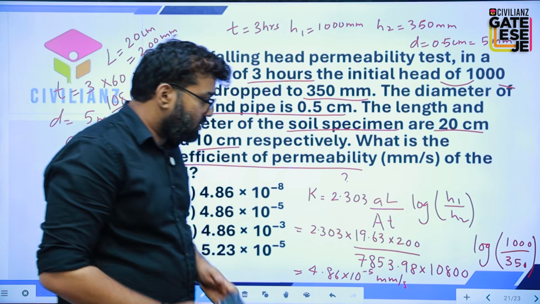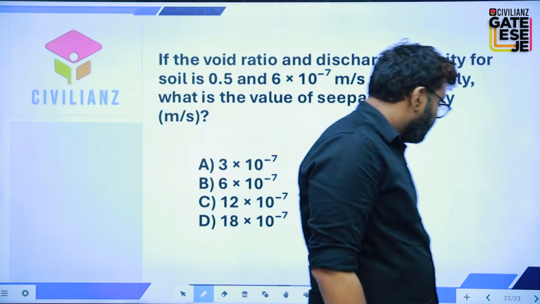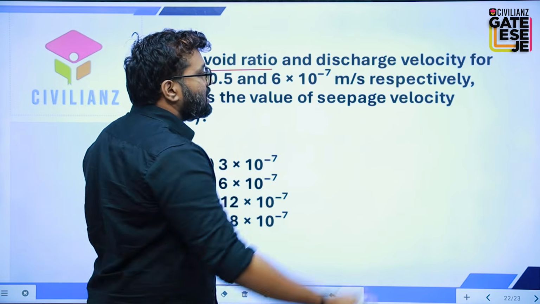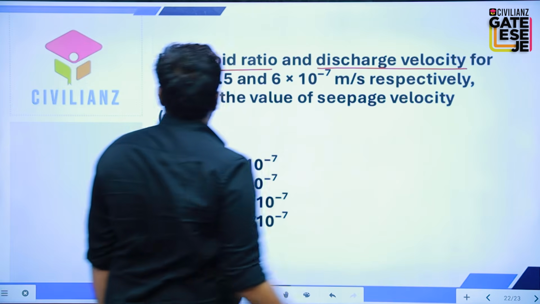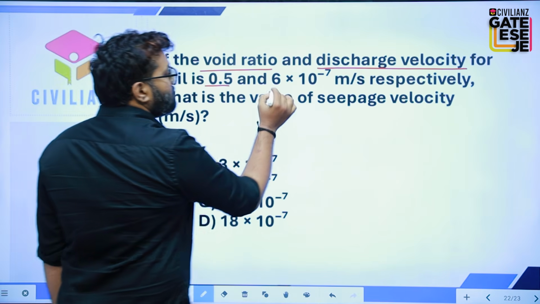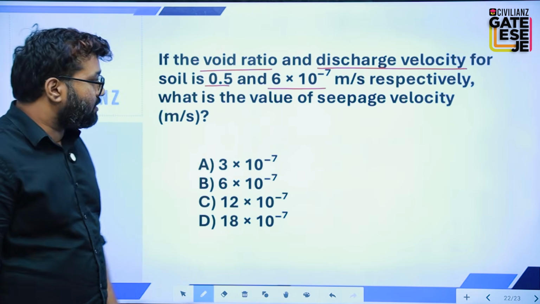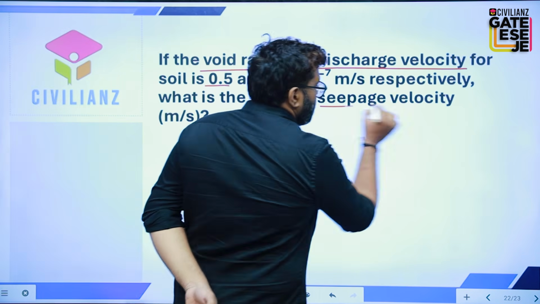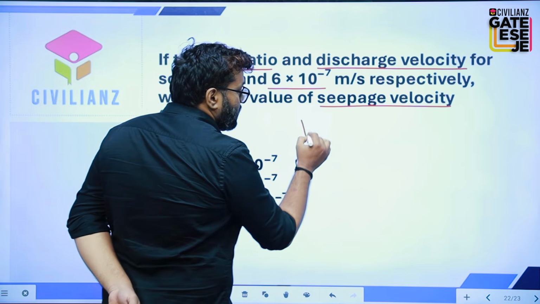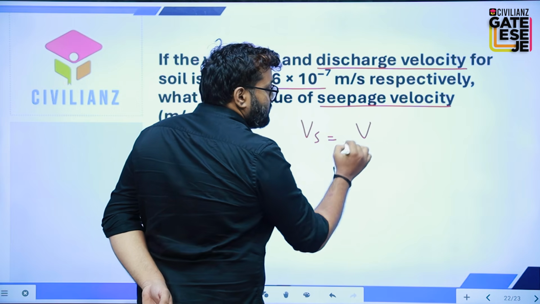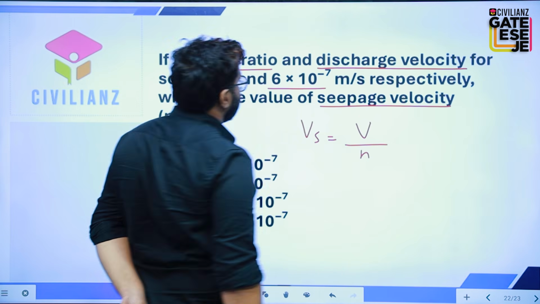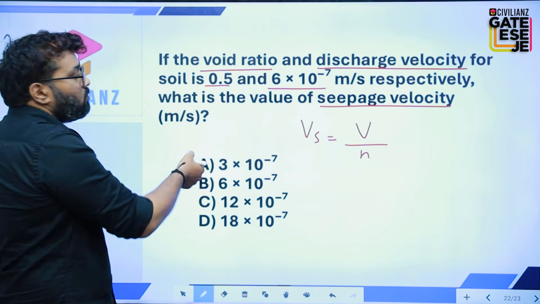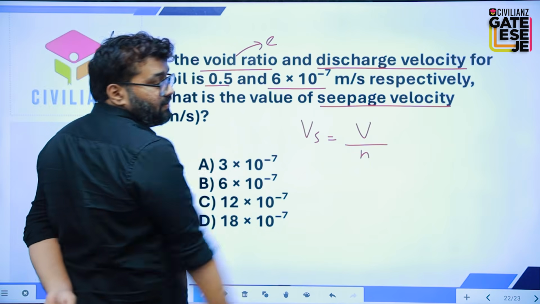Okay. So next question. If the void ratio and discharge velocity for a soil is 0.5 and 6 into 10 raised to minus 7 respectively, what is the value of seepage velocity? Simple question, right? So we know that seepage velocity is equal to discharge velocity divided by porosity, but porosity is not given. Void ratio E is given.